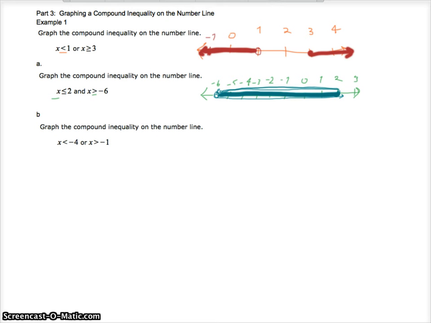Let's look at one final equation. This is another OR equation. The inequality says that x is less than -4, so I'm going to graph values less than -4, so -5 and so on. And it says greater than -1, so I'm going to graph values larger than -1, so towards 0. And that's my graph. So remember to just make sure you have the correct dot and graph in the correct direction. Good luck.